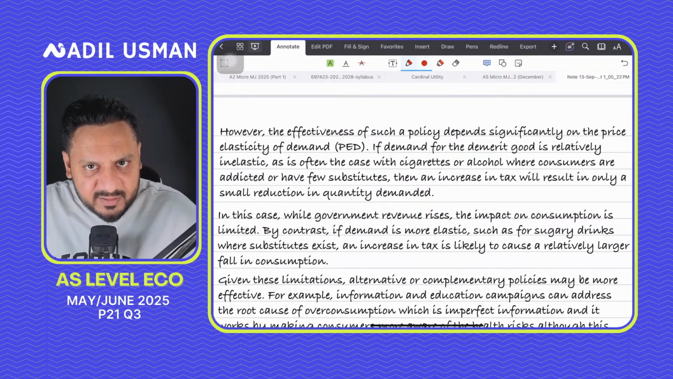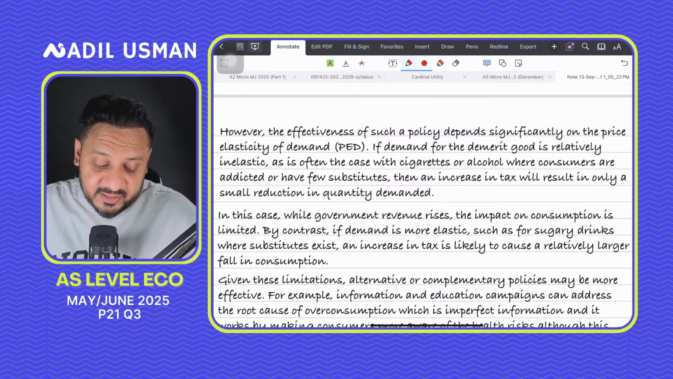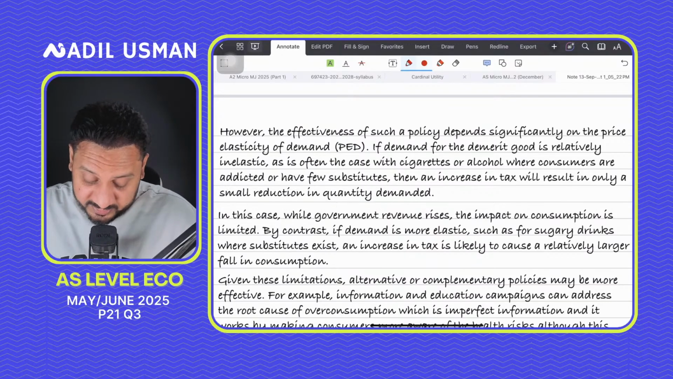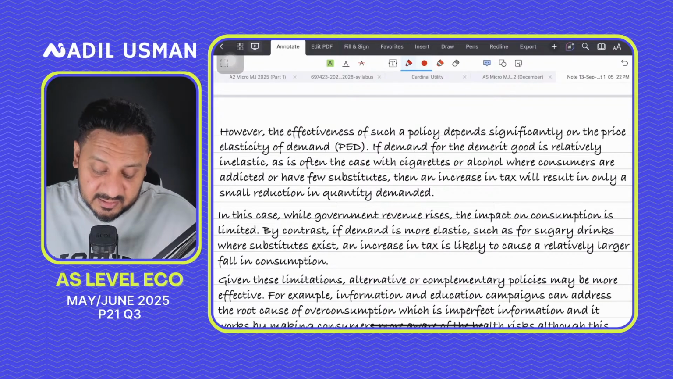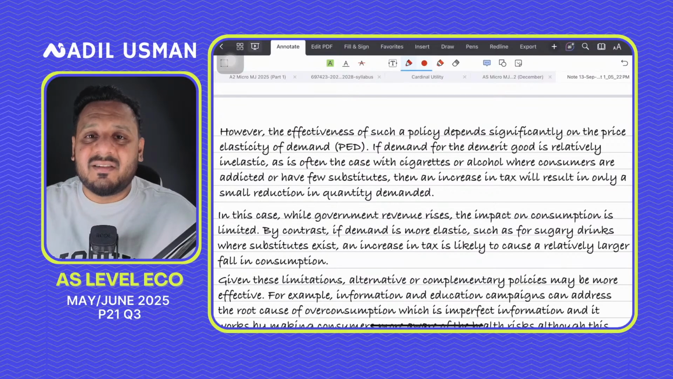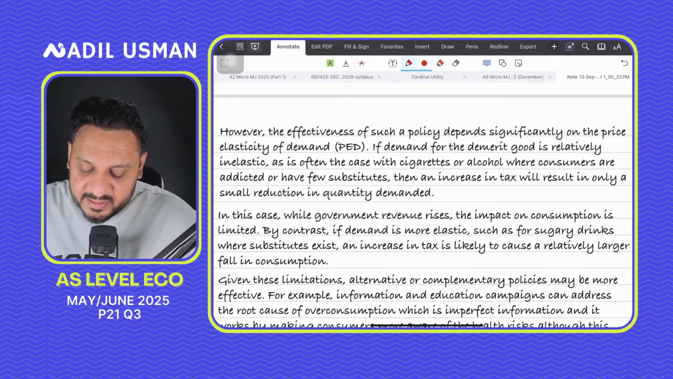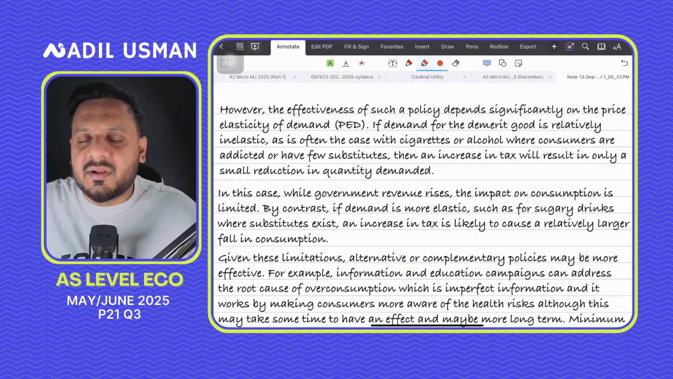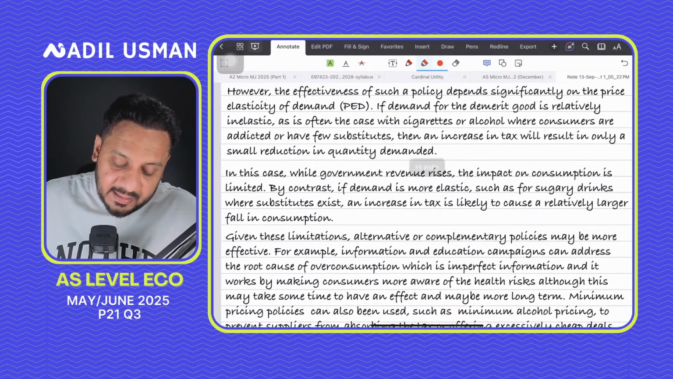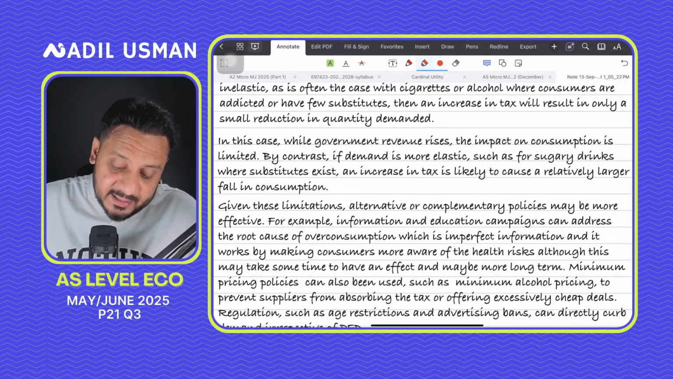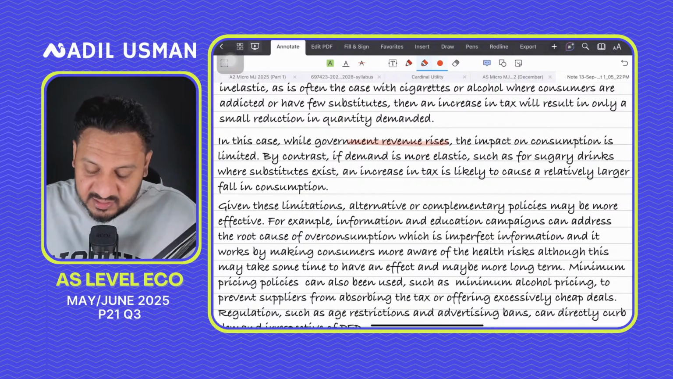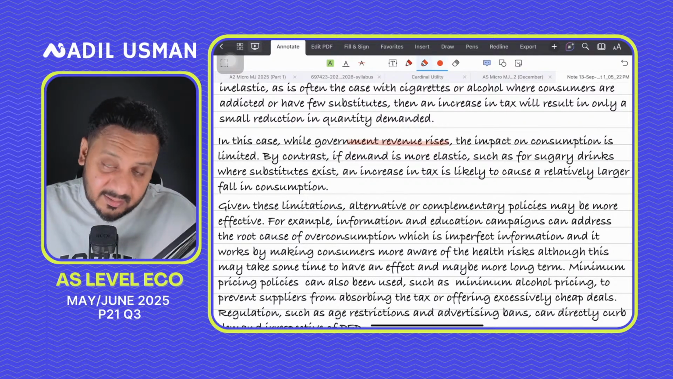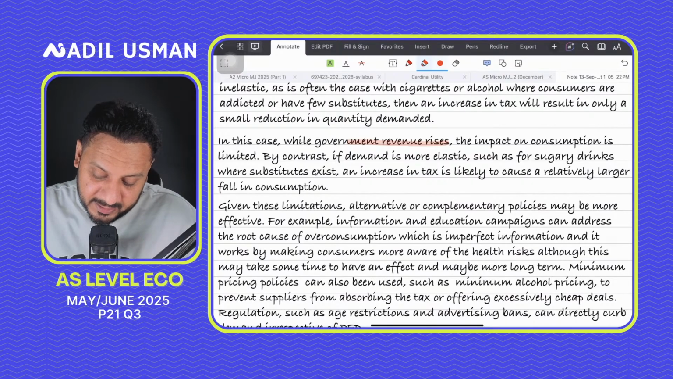So you say that the effectiveness, for instance, depends significantly on the PED. If demand for demerit goods is relatively inelastic, do explain what you mean here. What do you mean? So you need to explain this. That if the demand for demerit goods is relatively inelastic, for instance, cigarettes and alcohol, where consumers are addicted and have fewer substitutes. See, it's a level-based answer. Explain what you say. Then an increase in tax will result in only a small reduction in quantity demanded, and hence the overconsumption problem will still persist. But the government revenue will significantly rise in this case, while the impact on consumption is limited. So although government revenue is rising, the impact on consumption is limited.